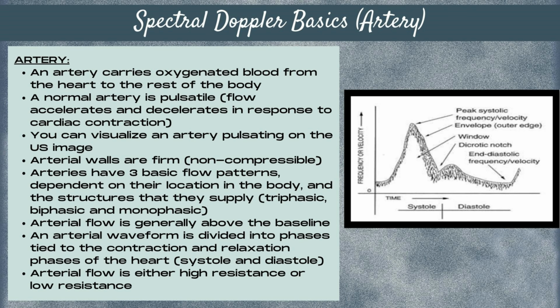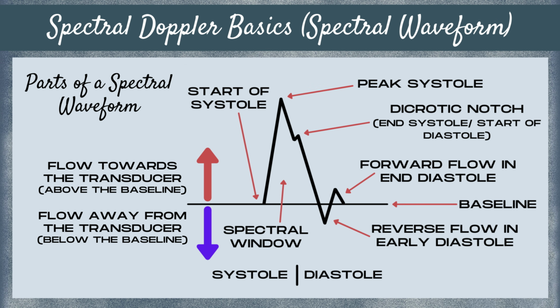Arterial flow is generally going to be above the baseline, and an arterial waveform is going to be divided into phases, which are tied to the contraction and the relaxation phases of the heart, which are systole and diastole. And arterial flow is either going to be high resistant flow or low resistant flow. Now let's look at a basic arterial spectral Doppler waveform. And this is a triphasic pattern.